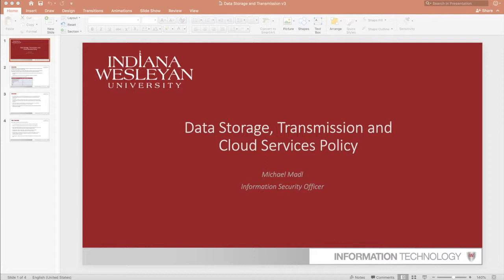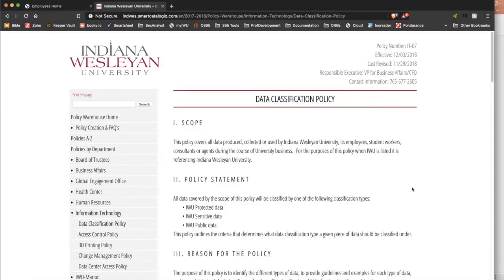Today we're going to talk about the Data Storage Transmission and Cloud Services Policy. You should have received a copy of this policy via email along with a link to a previously approved policy, the Data Classification Policy. The Data Classification Policy deals with the different tiers of data that we generate as a university and drops them into three areas: protected, sensitive, and public. It's important to read through this to understand what is contained in these different tiers prior to continuing on with this presentation.